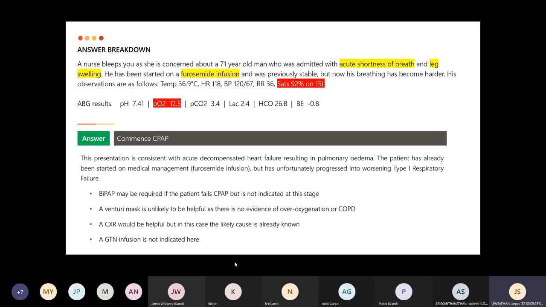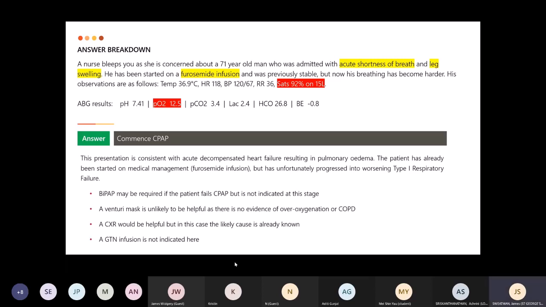So presentation consistent with acute decompensated heart failure and pulmonary edema. They're already on medical management, but it's progressed and they're now in worsening type 1 respiratory failure. And if you don't do something about this soon, this patient is going to drop their GCS, they're going to become hypercapnic, and they're going to need intubation.